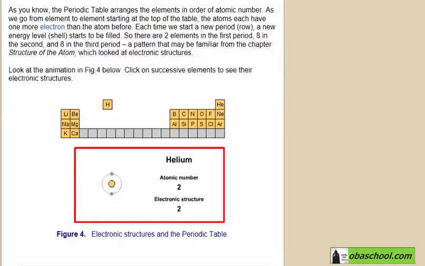The second element is helium, whose atomic number is 2, so it has 2 electrons. It's in period 1, so it has 1 energy level and it has 2 electrons. Now we will move to the second period, so you must expect that we will have a second energy level, and here it is. So the electronic structure is 2, 1. Beryllium has 4 electrons. Its electronic structure is 2, 2.